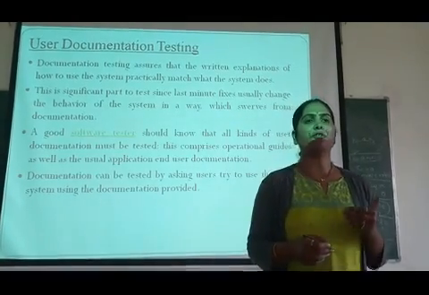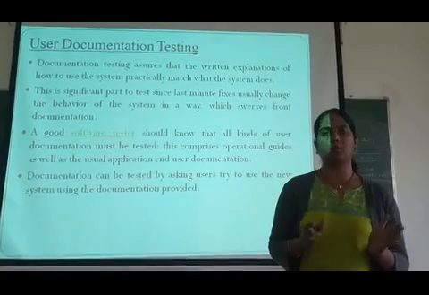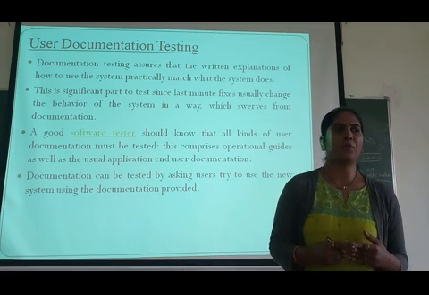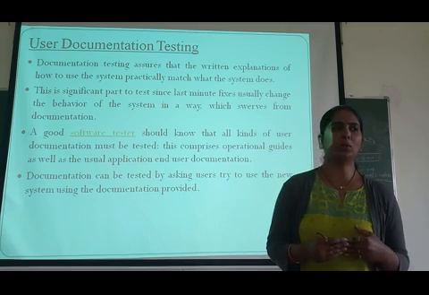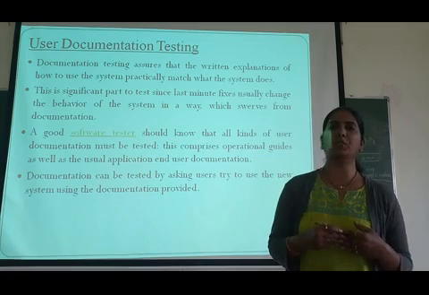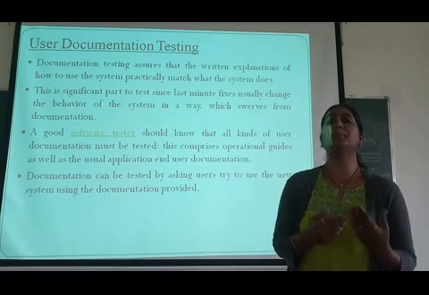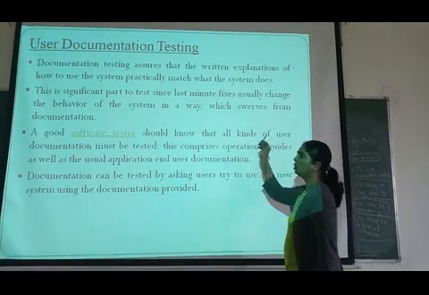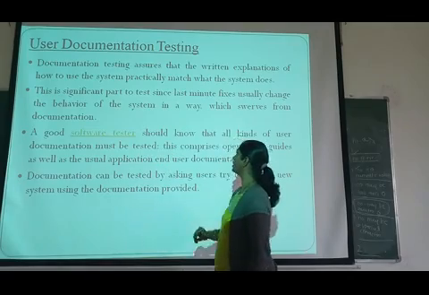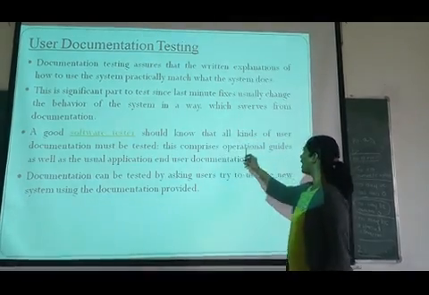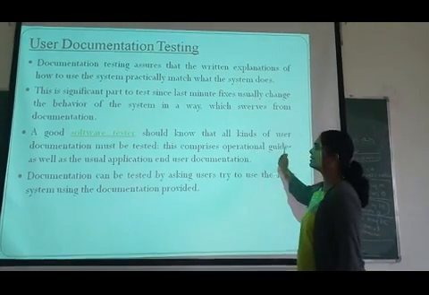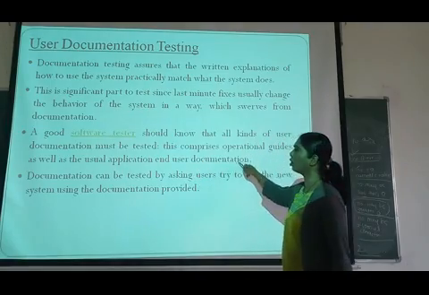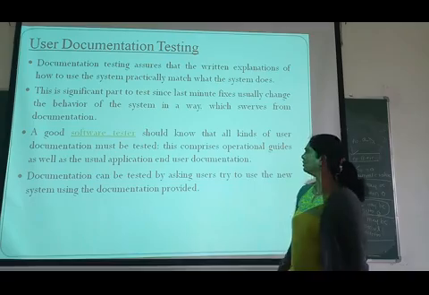So, a goal of the software tester. Here in the user documentation testing, the software tester should know that all kinds of user documentation must be tested. All kinds of the user documentation must be tested. Now this comprises the operational guides as well as the usual application end user documentation. Now why is this required?